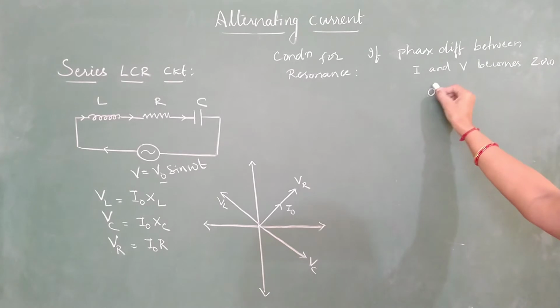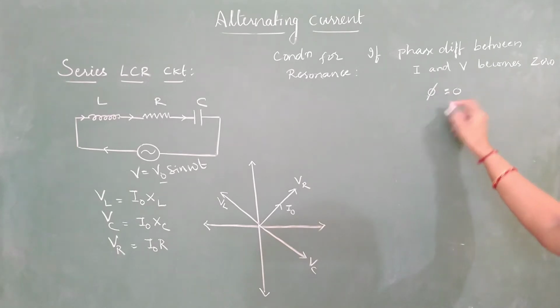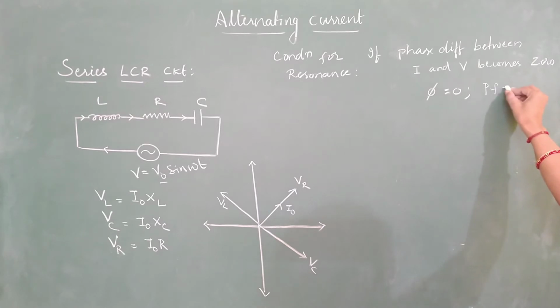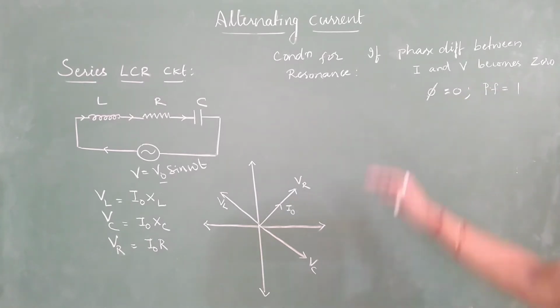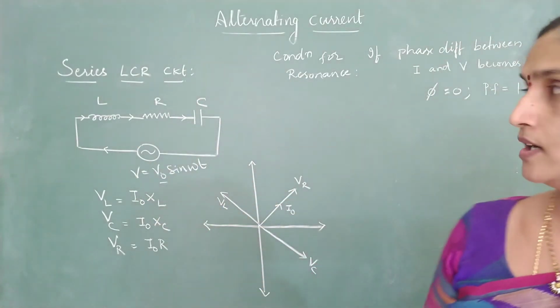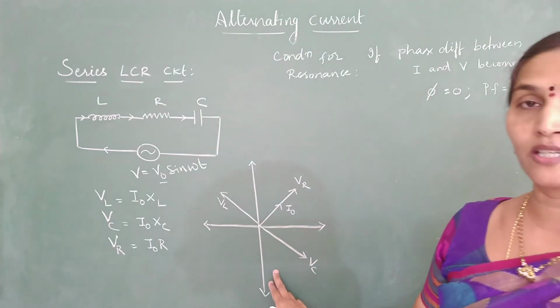So that means phi has to become equal to 0. If phi is 0, then what is the power factor? Cos 0 will become equal to 1. So you can use this condition even for a parallel resonating circuit. Now come to the series resonating circuit.